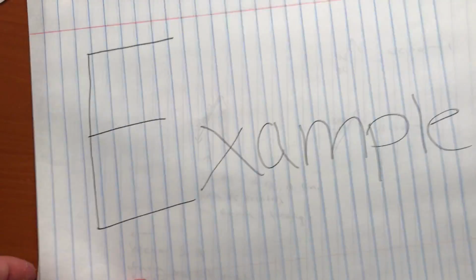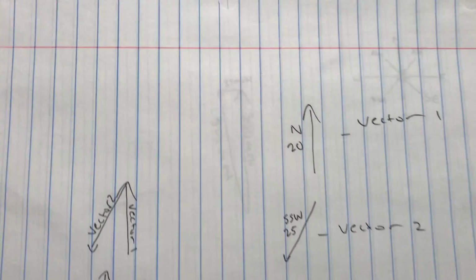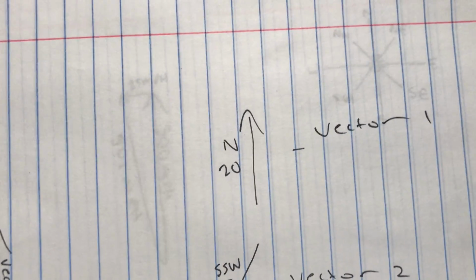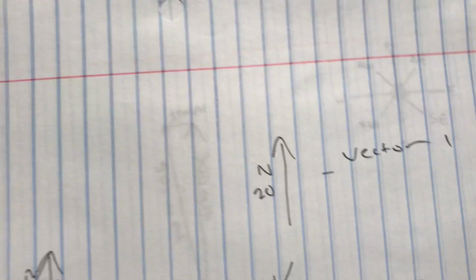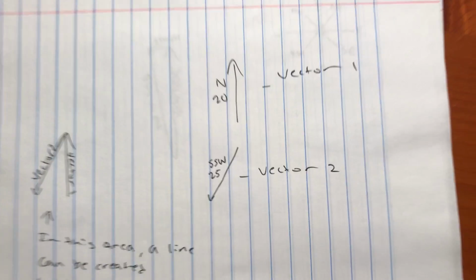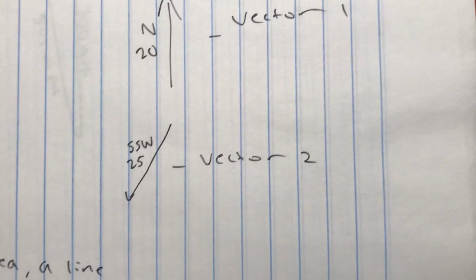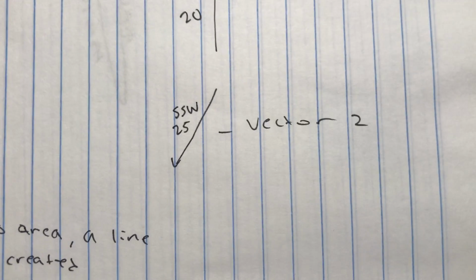For example, you have vector 1, which has a direction, which is north, and vector 1 also has a size, which is 20. And you have a second vector, which has a direction south-southwest, and has a size, which is 25.